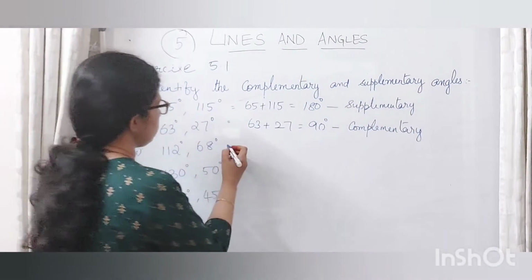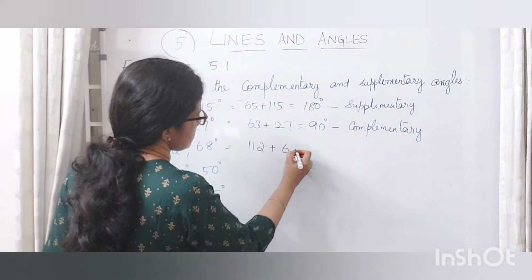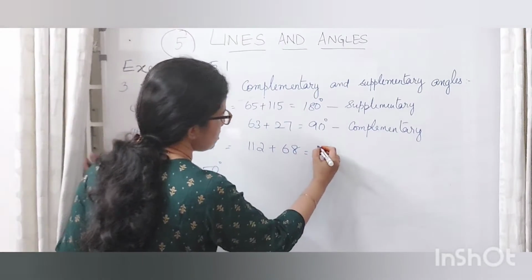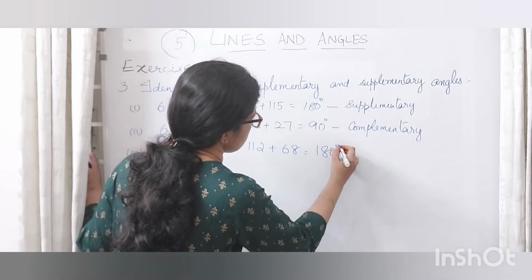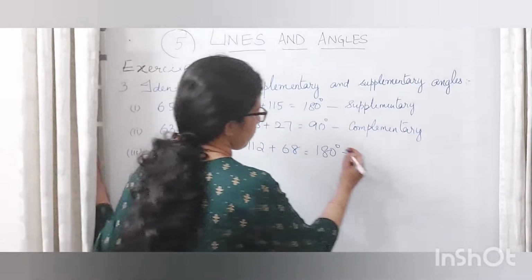Now what about the third one? 112 plus 68 is equal to how much? 180. So what is this? Complementary or supplementary? Yes, it is supplementary.